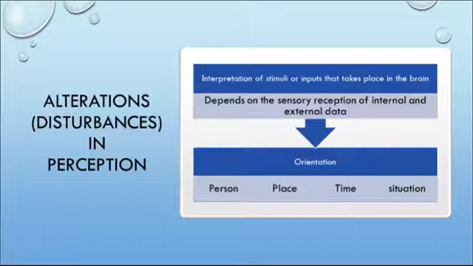So, alterations or disturbances in perception, which is on 1708. I made a little chart here: interpretation of stimuli or inputs that take place in the brain. All that input, internal and external, brings us to understand and orient to person, place, time, and situation. Internal stimuli are our proprioceptive sensations that contribute to motor, functional, and spatial awareness. You should remember that word from health assessment.